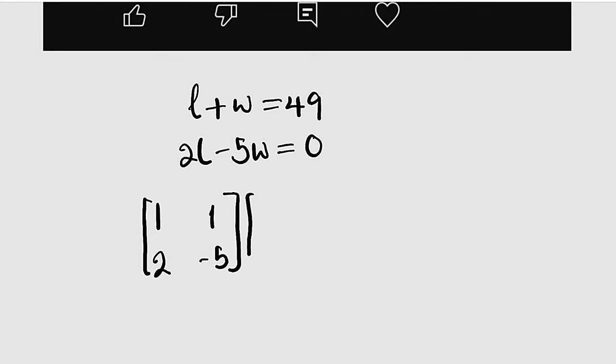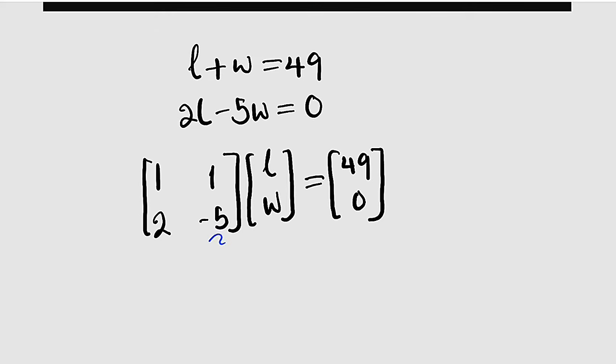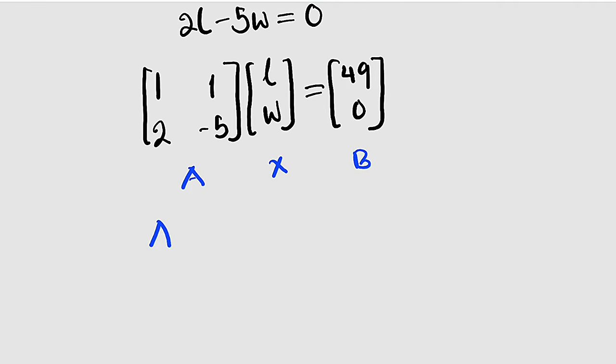Then you should multiply by the variables you are looking for, L, W. Then everything here equal to 49 and 0. So now let us make a declaration here. Call this matrix A, call these variables X, and call this B. All right, which implies that A times X is equal to B, right? But remember, we are looking for X, which represent L and W.